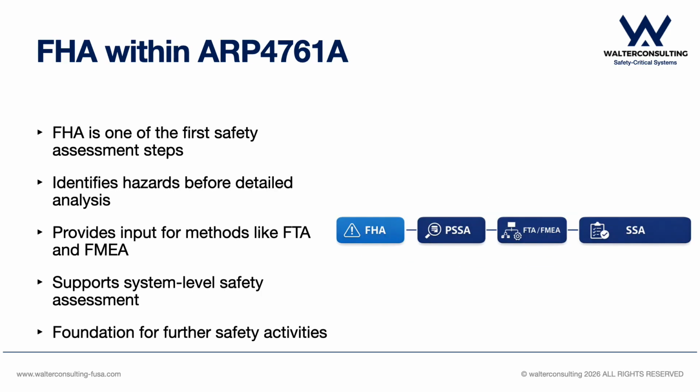Where does functional hazard assessment fit into ARP 4761A? FHA is one of the first steps in the safety assessment process. It is performed early, before detailed analysis begins. The goal is to identify hazards based on system functions. The results of FHA are then used as input for further methods. These include preliminary safety assessment and detailed analyses like fault tree analysis or failure mode analysis. Finally, all results are combined in the system safety assessment. So, FHA forms the foundation for the entire safety process.